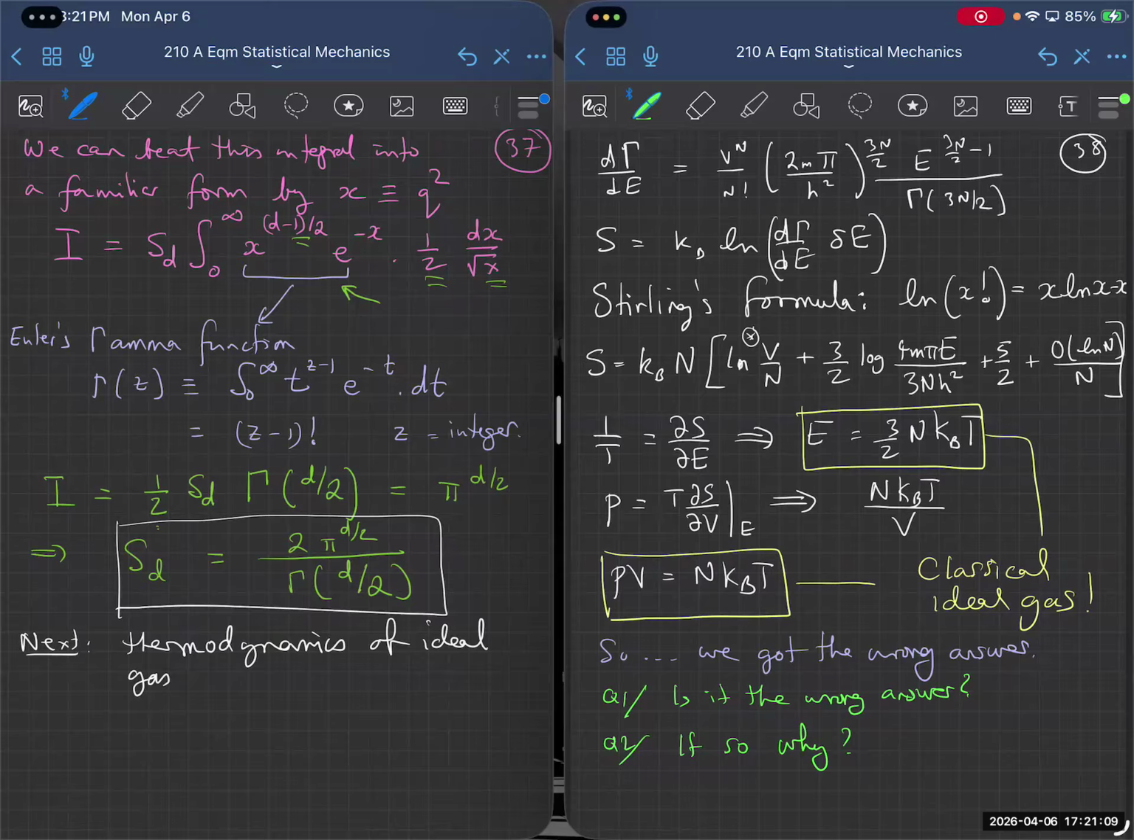So what you know from your quantum mechanics class is that when you have ideal particles, they come in two types, fermions and bosons. Fermions have antisymmetric wave functions under exchange. Bosons have symmetric wave functions under exchange. And what did we do here? We didn't worry about that. We completely forgot about it. We included all the wave functions.